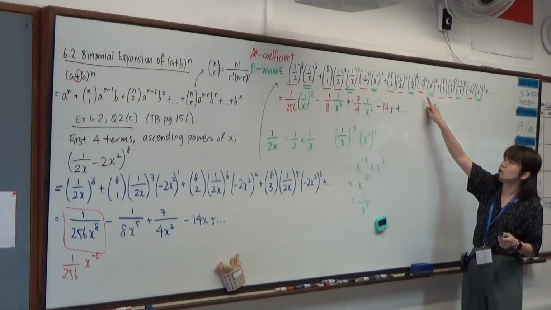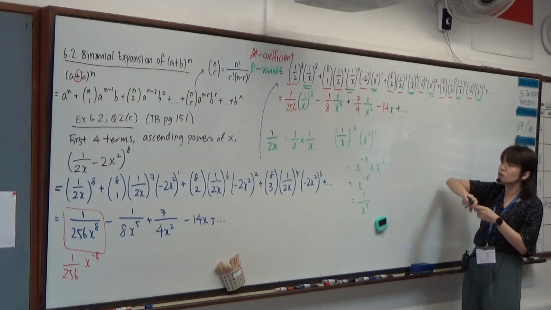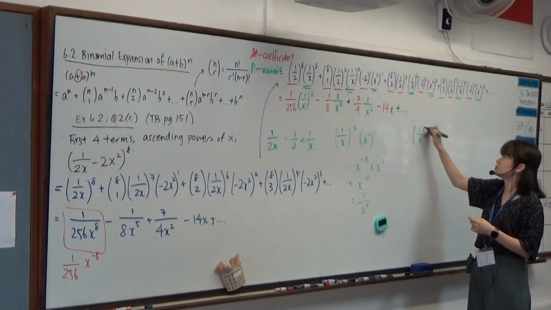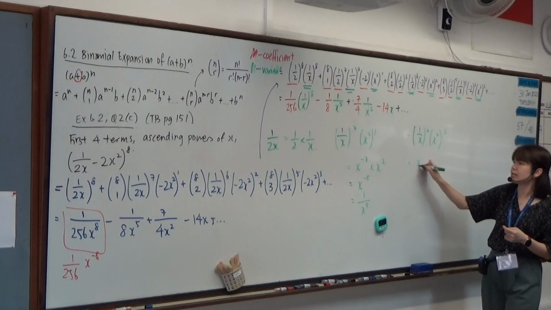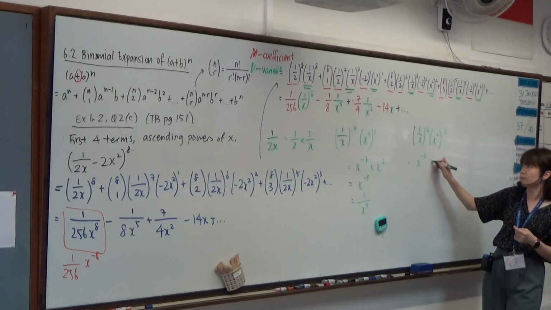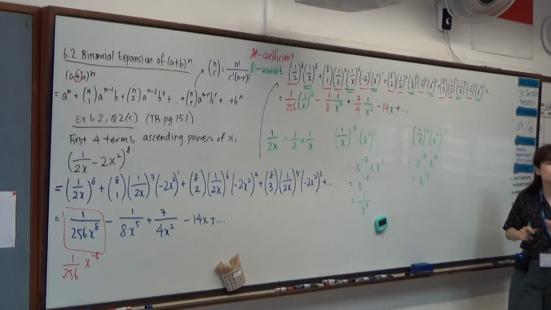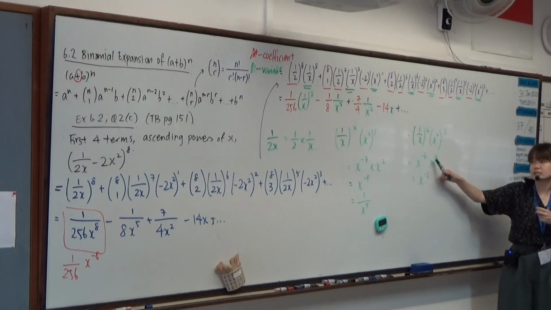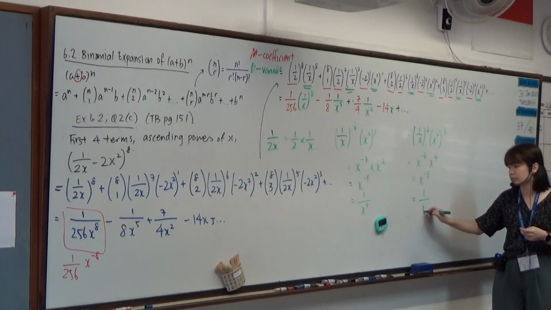Likewise over here, 1 over x to the power 6 and x squared to the power 2 is the same as x to the power negative 6 and x to the power 4. Therefore we get x to the power negative 2, because negative 6 plus 4 gives negative 2, which is the same as 1 over x squared.